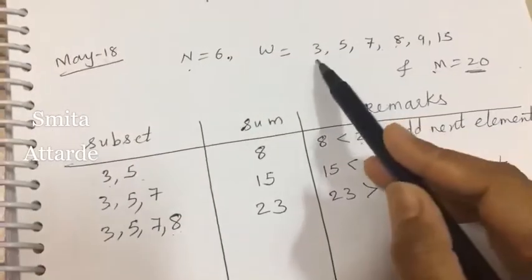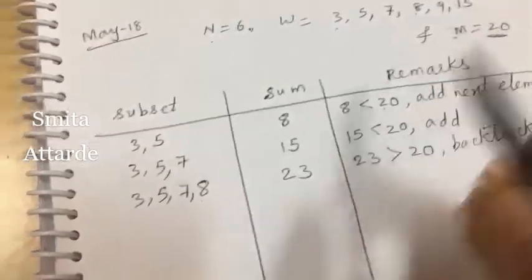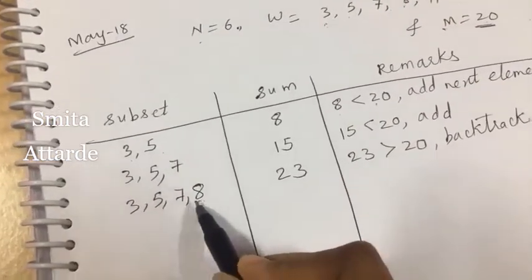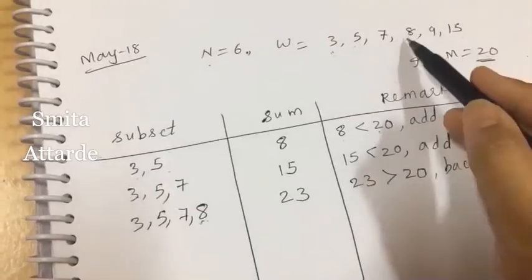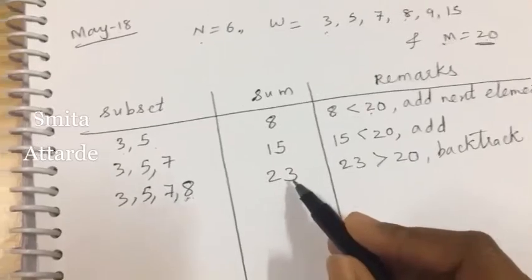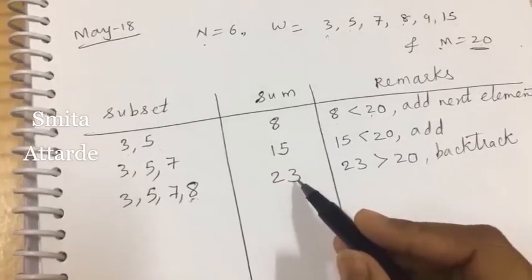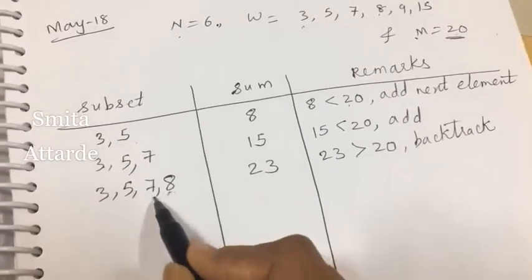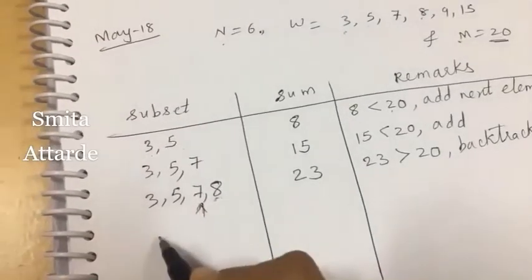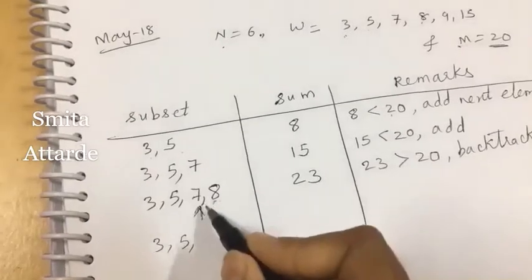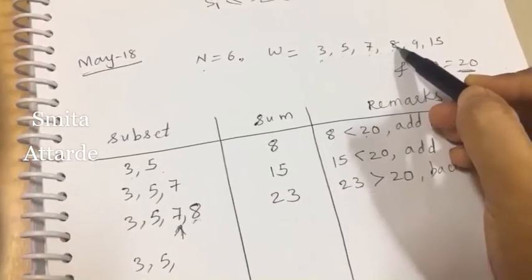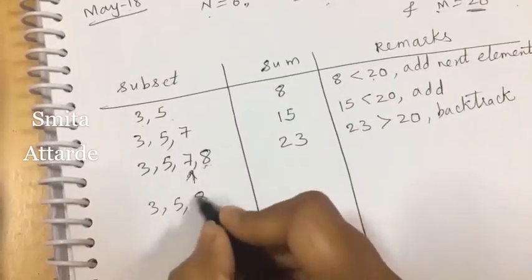Since we know that these are arranged in ascending order, this choice and whatever elements are there after 8 are all wrong choices, because these are all greater than 8. So of course we are going to get an addition greater than 23. That means backtracking means what? We have to backtrack at this position, at the 7 position. So I'll use 3, 5. Now instead of 7, what choice will I make? I'll make a choice of the next element, 8.